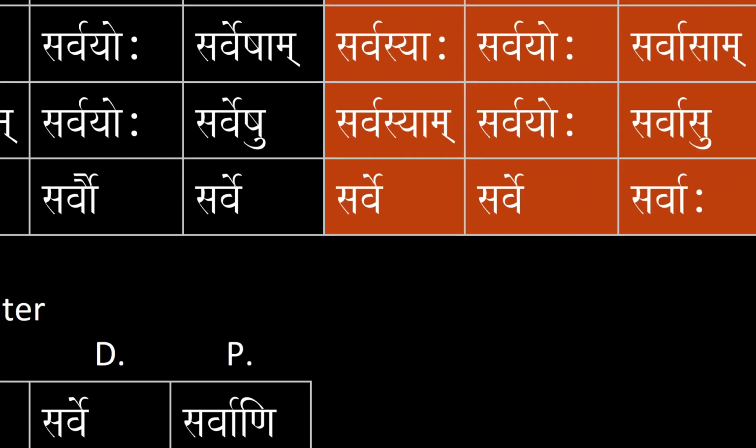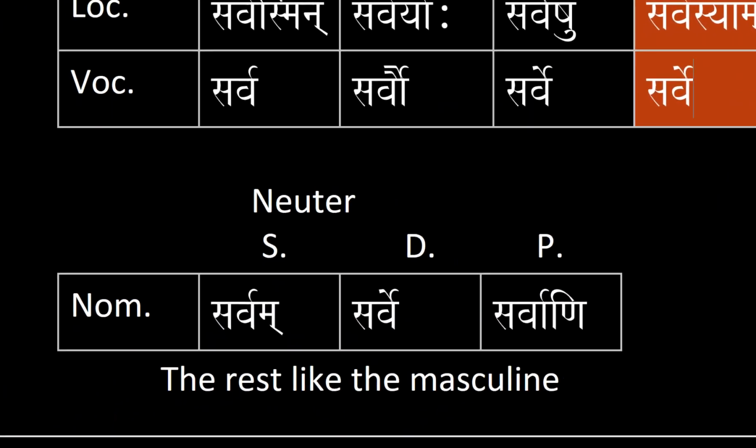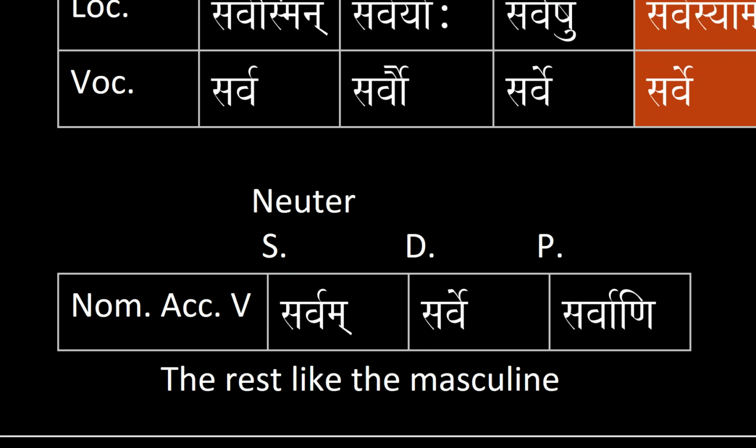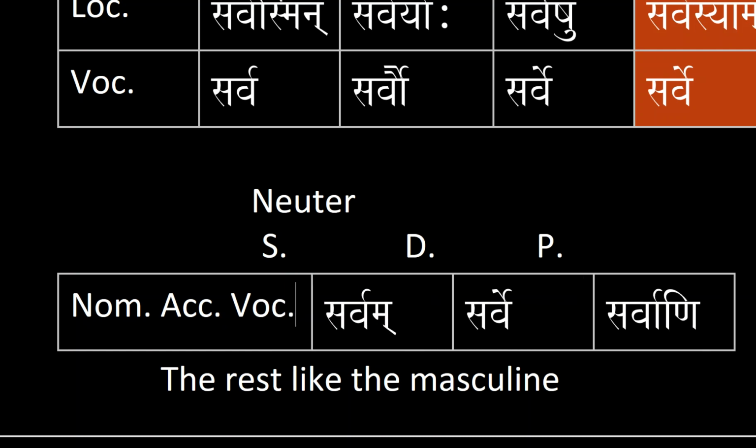Then finally, for the neuter gender, the only thing that makes the neuter different from the masculine is that for nominative, singular, dual, and plural, we have sarvam, sarve, and sarvāṇi, and then the rest is declined like the masculine. As a matter of fact, this does not only apply to the nominative, but for the neuter, sarvam, sarve, sarvāṇi is also for the accusative case, singular, dual, and plural, and also for the vocative case, singular, dual, and plural.